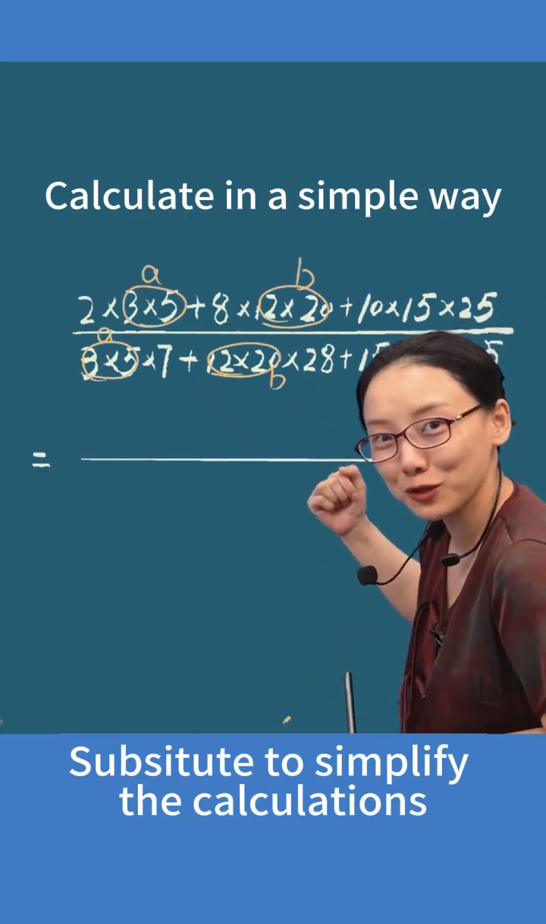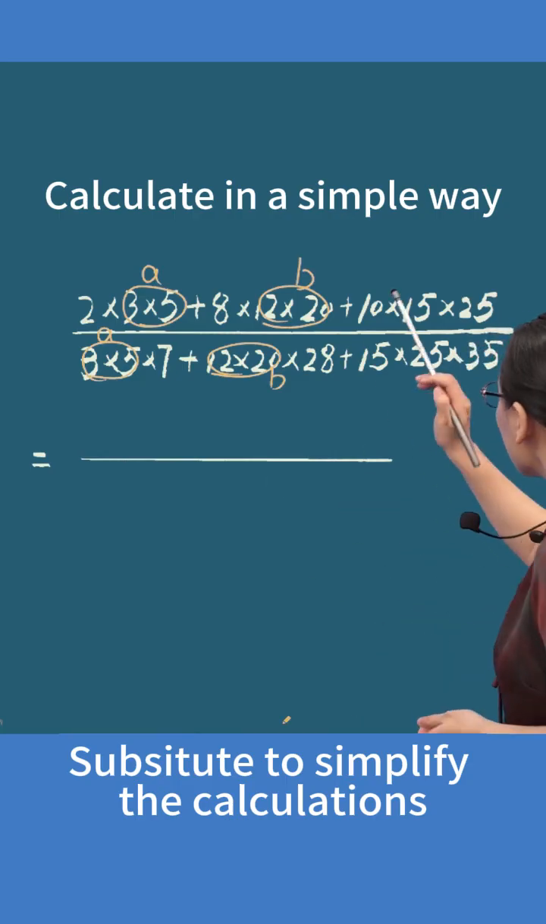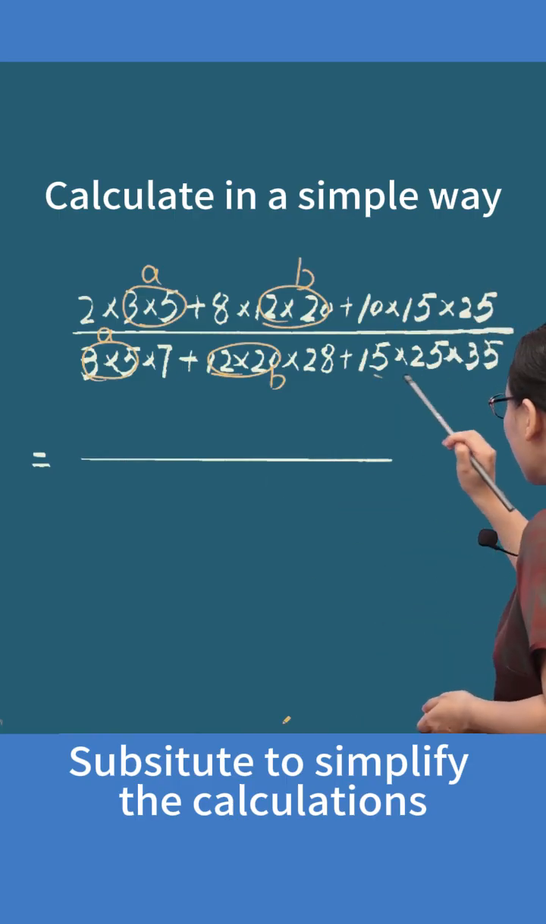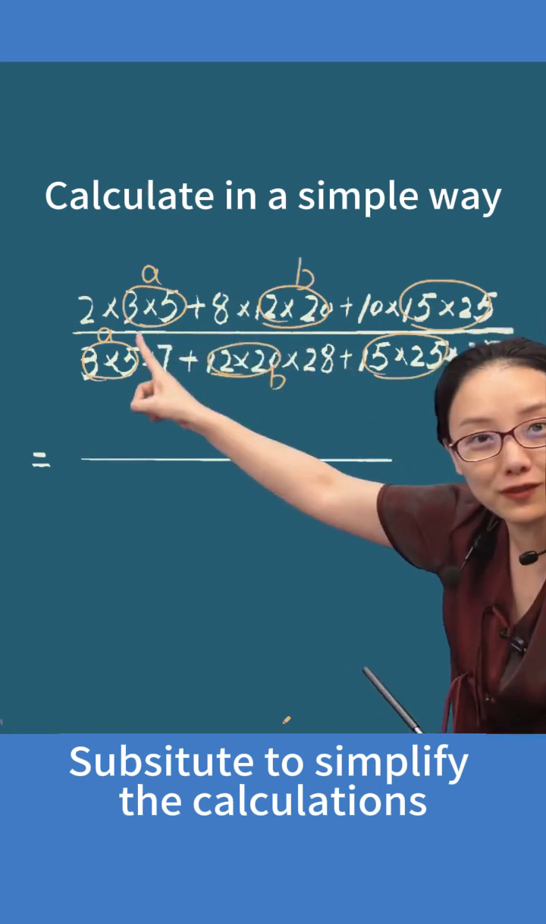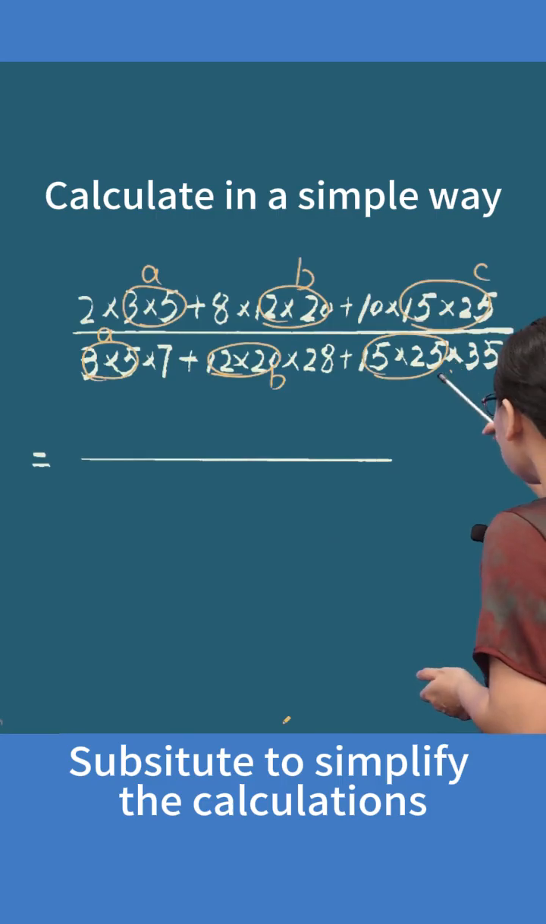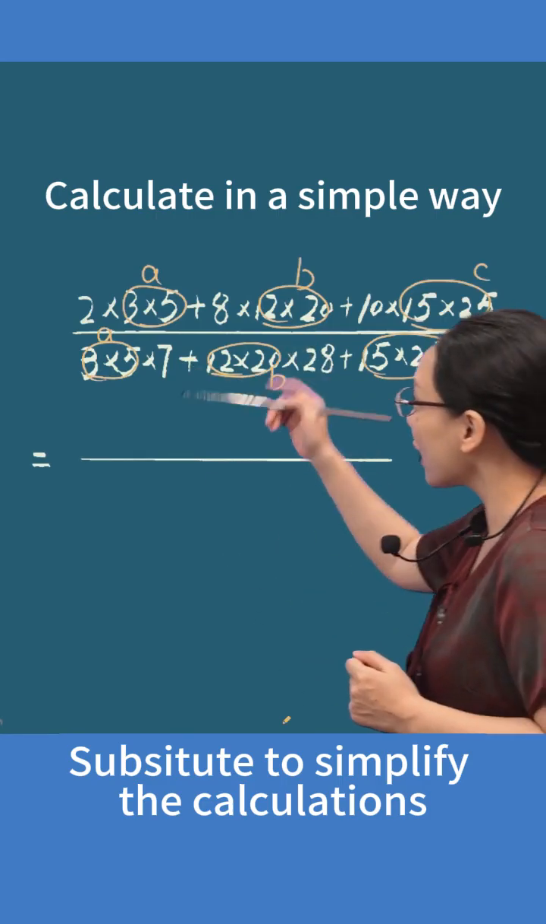Have you found the identical parts? This is 15 times 25 times 35, and above, it's 10 times 15 times 25. Here, you can circle it, right? Right, to distinguish it from the previous two parts, let's use the letter C to represent this one. Let's organize the whole equation and see what it becomes.